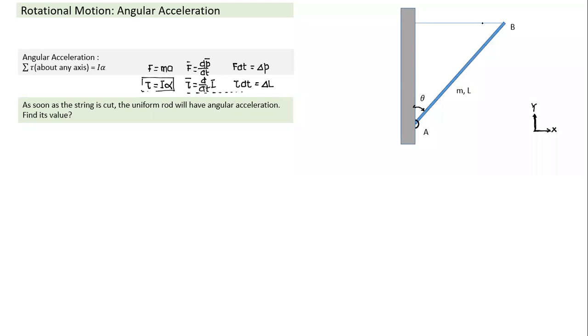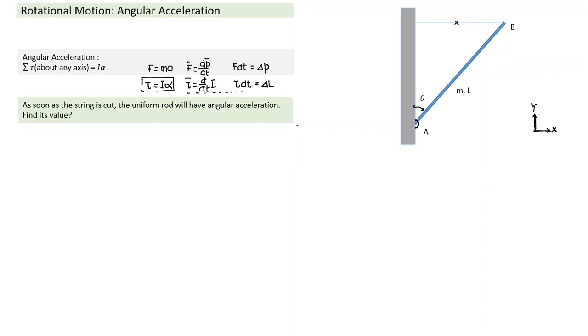This is an equilibrium because the two forces are keeping it in equilibrium. There's a force acting here, the tension is acting, and both of them create equal and opposite torque about point A. The moment we cut this string, or remove the support in any other way, the moment this rod is released from the state of rest, it will have angular acceleration. As soon as the string is cut, the uniform rod will have angular acceleration, and let's find its value.